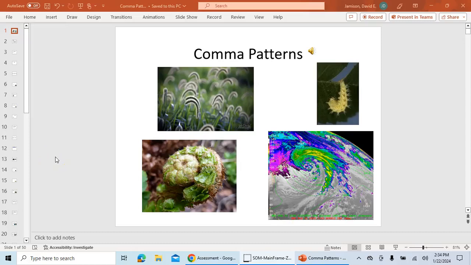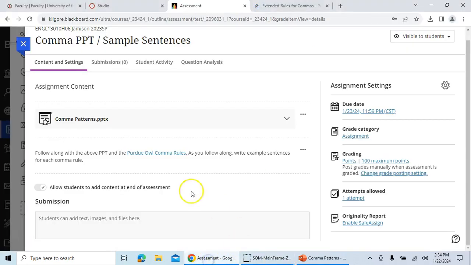Hi guys, this is a PowerPoint that goes over a lot of different comma rules. Not all of the comma rules, but a lot of the ones that will show up on the grammar exam that you guys are going to take really soon. You can find this PowerPoint in this assignment page, as well as a link to the Purdue OWL comma rules, which we'll go over some of as well.